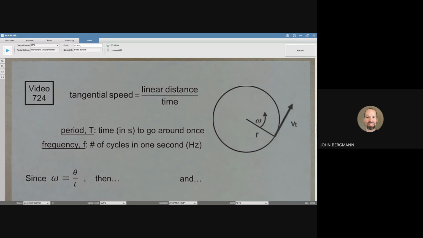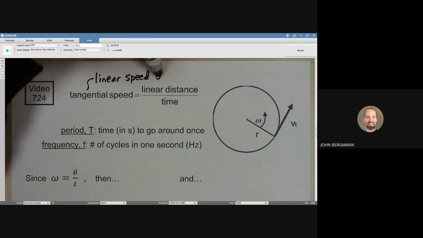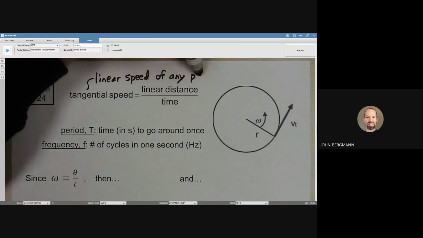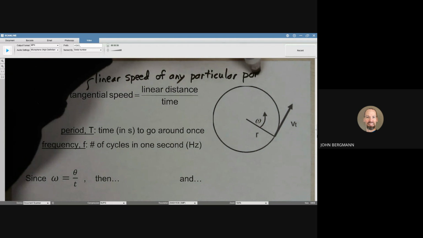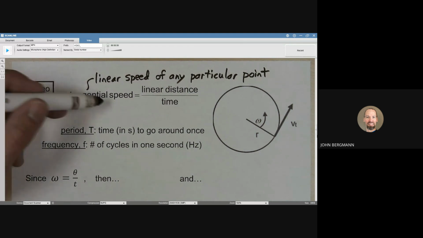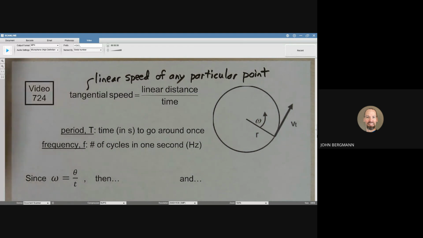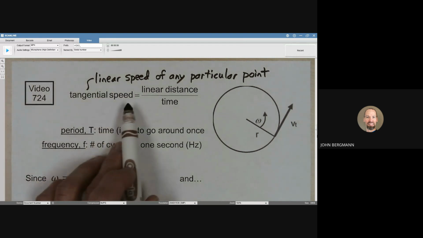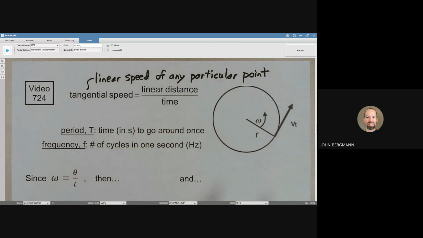In this lesson, we're going to talk about tangential speed. And the tangential speed of something is the linear speed of any particular point on something that is rotating. So the unit for tangential speed or linear speed is going to be meters per second. And speed, as we remember, is distance divided by time.